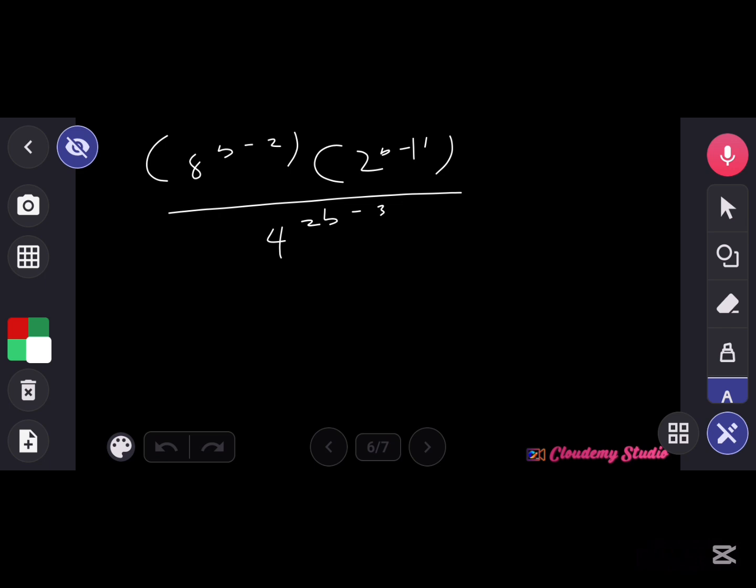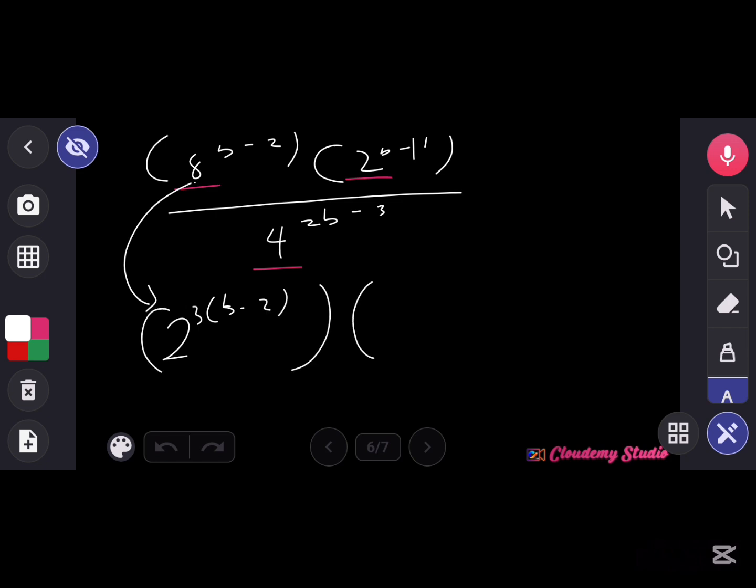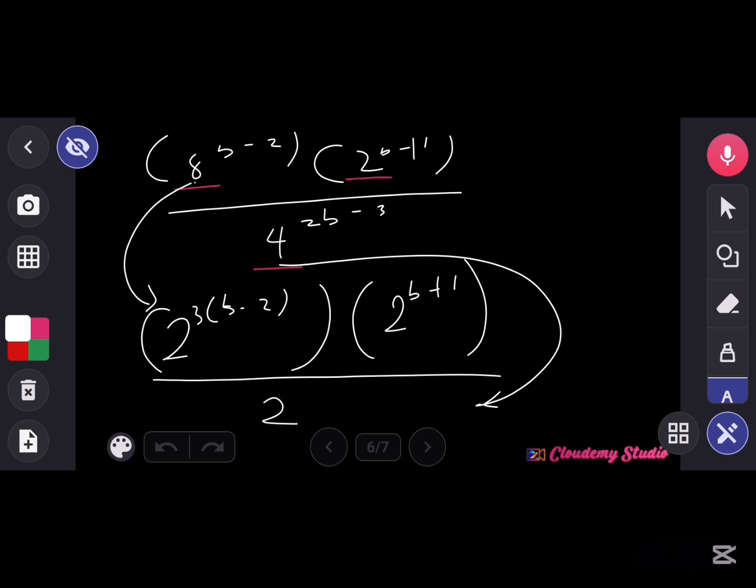Now, the method that we can apply here is that we want to make all the bases look the same. In making all the bases look the same, we can use 2 for all the bases. And what is this? We can say this one is 2 raised power 3. Therefore, we can write 2 raised power what? 3 into bracket b minus 2. Open the bracket, close it. Then this one equals to 2 raised power b plus 1. Then divided by this one, which is same thing as 2 raised power 2 into bracket 2b minus 3.